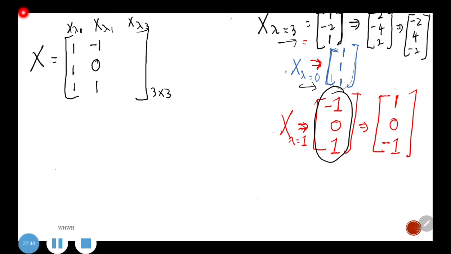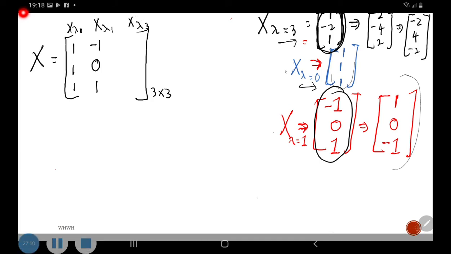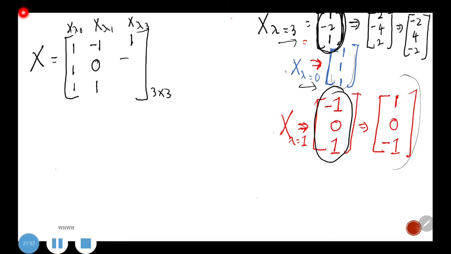You nak pilih yang ni pun tak apa, tak ada masalah. Okay, and for lambda equals to 3, I'm going to choose this one. Okay, 1, negative 2, 1. Alright, so now how we are going to show that all these 3 vectors are linearly independent, you are to find the determinant. Cari determinant of this matrix. Okay, so very simple je yang ni, senang je ni. Find the determinant of this matrix.